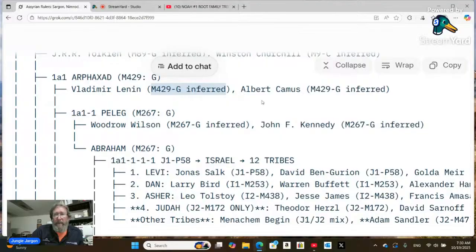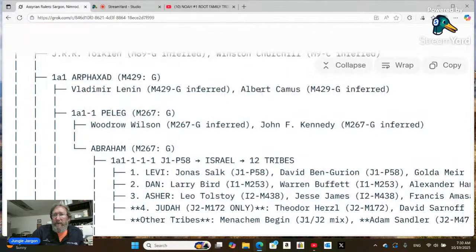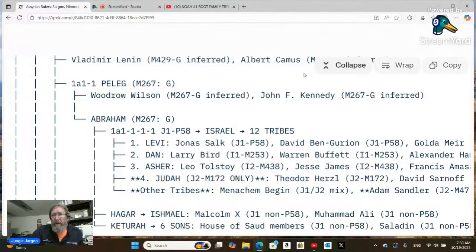Albert Camus, whoever that is. Woodrow Wilson. Now here we go. He's got an M267G. Well, I wish this thing would work better. I don't know why this is here. But anyway, Woodrow Wilson and John F. Kennedy both have M267 with a G allele. And for whatever reason, Grok put them under Peleg.